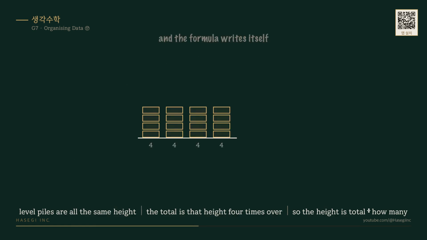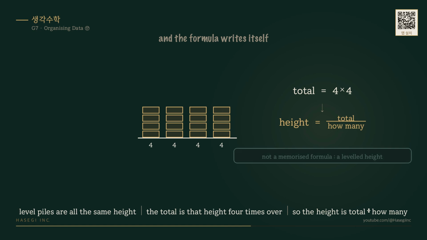Now the formula appears on its own. Once it is level, all 4 piles are the same height, so the total is that height added 4 times. Read it backwards and the height is the total divided by 4. That is where the formula we memorized comes from. It was never a rule. It was the leveled height.